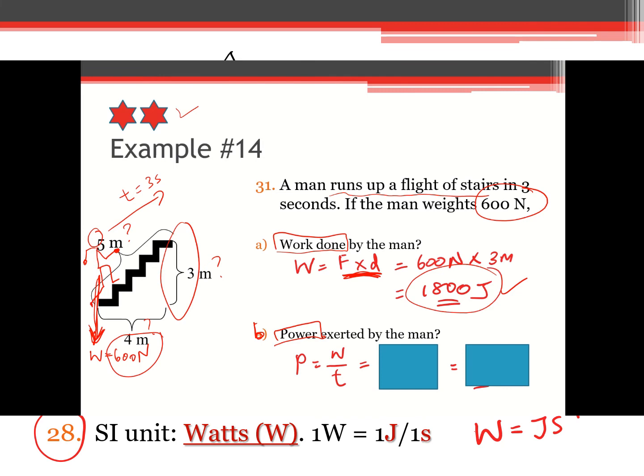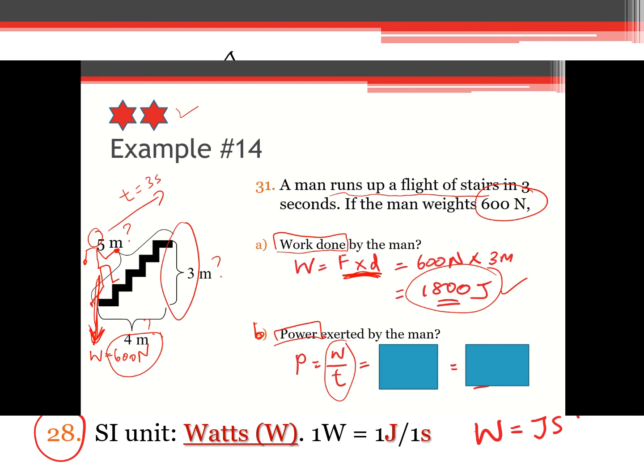Second part will sometimes ask you for the rate of work done, or what is the power. Power is the rate of work done. So you have work done over time. Can you do this yourself now? You are given the timing 3 seconds, and your work done you have calculated in part A. So quickly try this yourself in 10 seconds. Press your calculator and let's see the answer now.